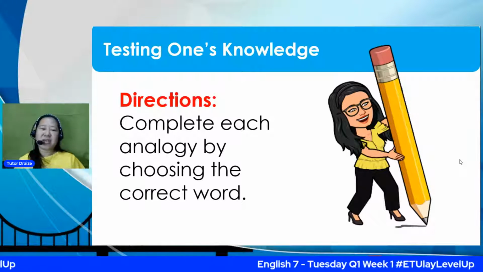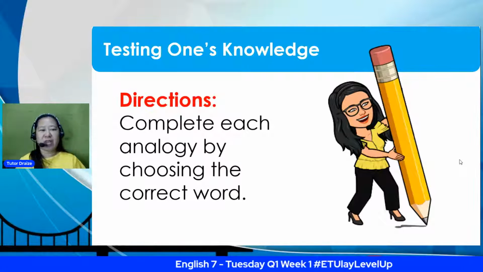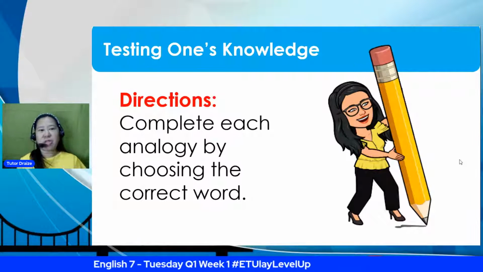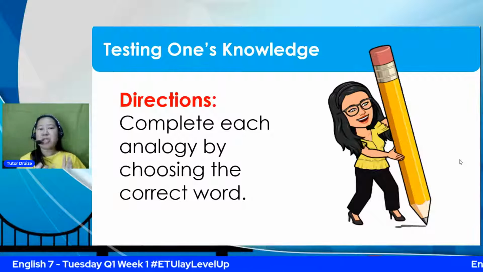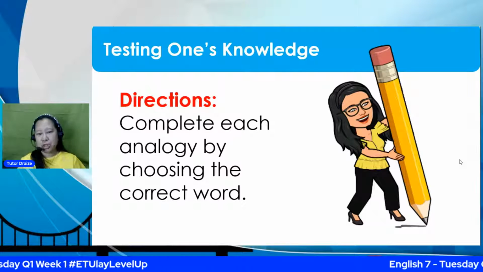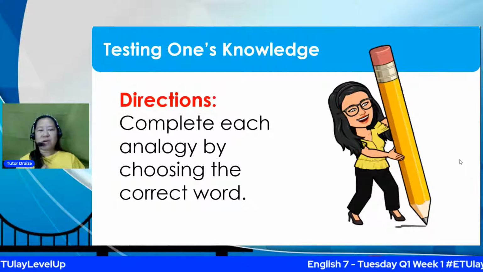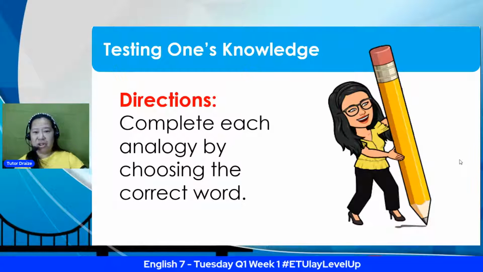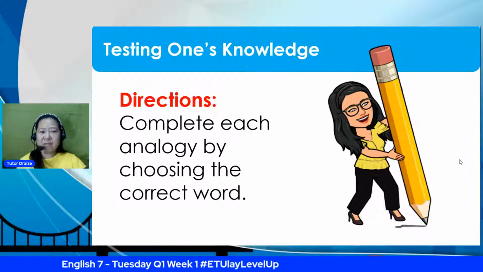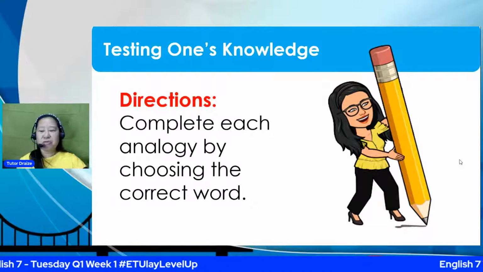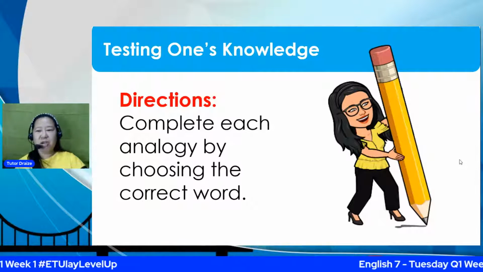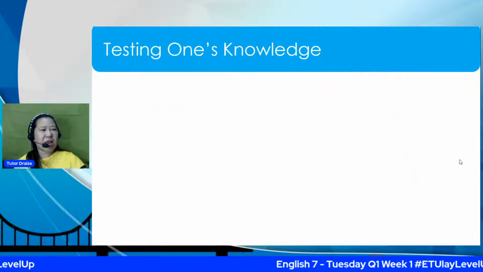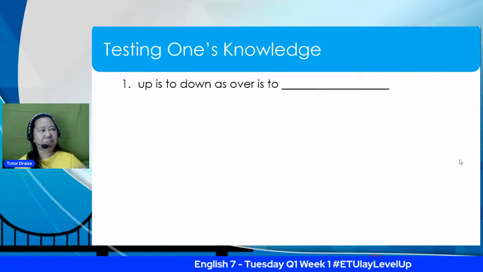So based on the examples, on the types that I have given, and on the explanations that I have provided, let us check whether you really understood the topic. So let us complete each analogy by choosing the correct word. Again, we have 5 items for this, and all you need to do is just write your answer on the comment section. Let's have number one.